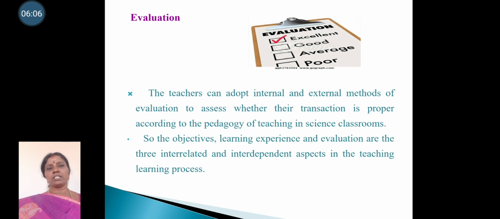Then evaluation. The teacher can adopt internal and external methods of evaluation. Here you have to ask whether the transaction is proper according to the pedagogy of teaching of science, and whether it is related to the content or not. The objectives, learning experience and evaluation are three interrelated and interdependent components. So we know that it's a triangle: objectives, learning experience, and evaluation. So it should be correlated. The evaluation should be related to the learning experience and objectives.